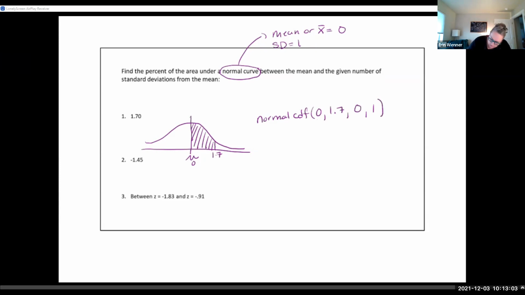So again, this is the lower bound. This is the upper bound. This is our mean. And this is our standard deviation. Your homework wants you to report this as a percent. First, let me stop sharing for a minute so I can get my calculator up.